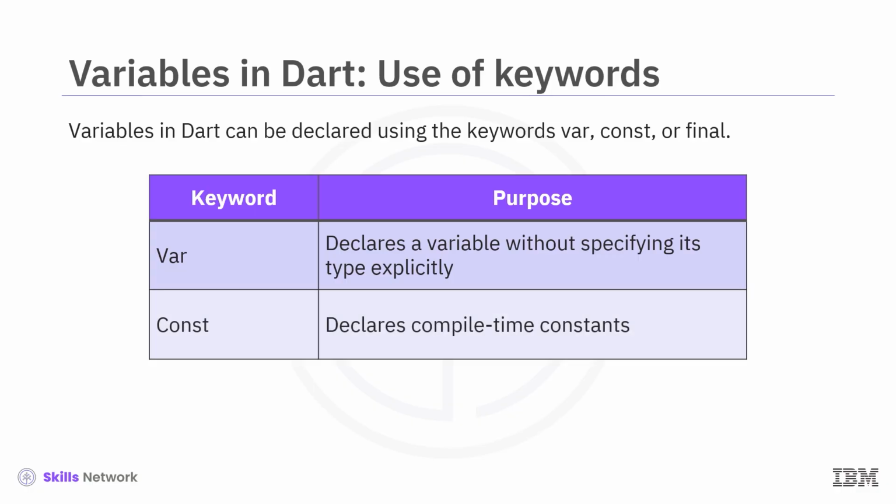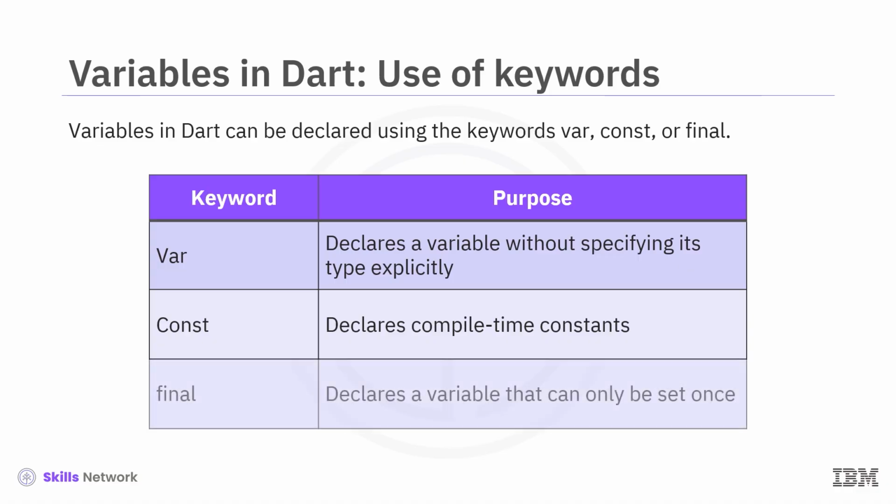Const declares compile time constants. The value of a const variable is determined at compile time and you cannot change it at runtime. And final declares a variable that can only be set once. Once assigned, you cannot change the value of the final variable. However, unlike const, you can set final variables at runtime.